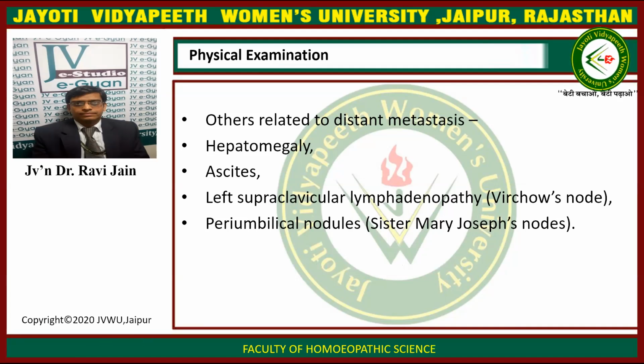Now, physical examination findings related to distant metastasis: if there is distant metastasis, then we can find hepatomegaly, that is enlargement of the liver, ascites, left supraclavicular lymph node enlargement, known as Virchow's node, and periumbilical nodules, that is Sister Mary Joseph nodules.